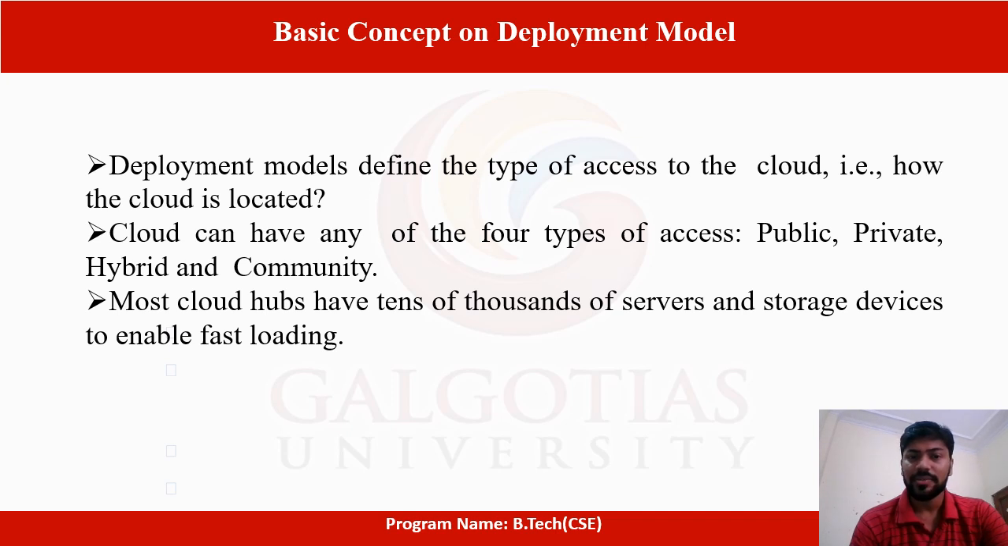Cloud can have any of four types of access: public, private, hybrid, and community. Most cloud hubs have tens of thousands of servers and storage devices to enable fast loading. Deployment models define how to access the cloud, that is, whether the user accesses the cloud privately, publicly, in a hybrid way, or as a community. So we can divide access into four parts: public cloud, private cloud, hybrid cloud, and community cloud.